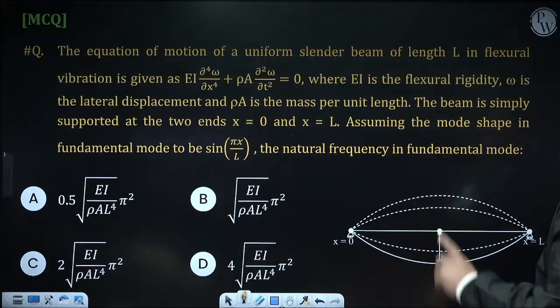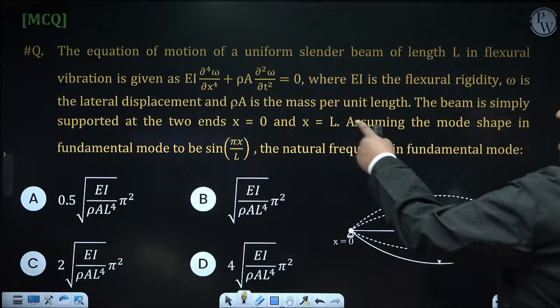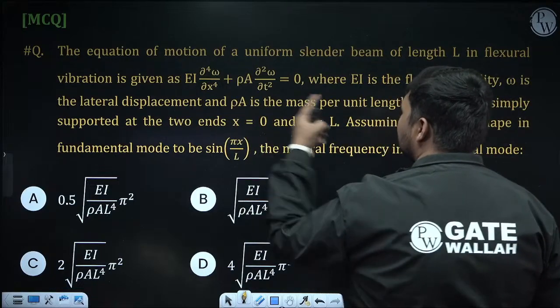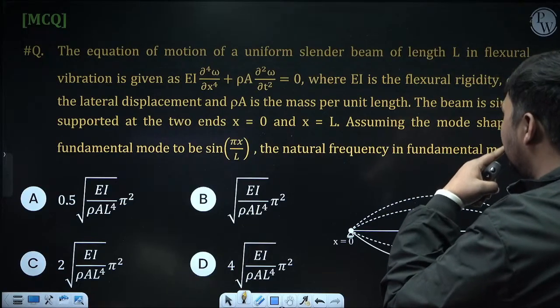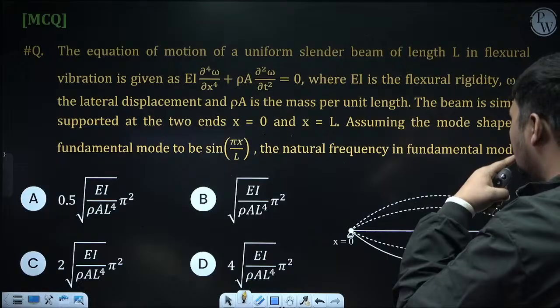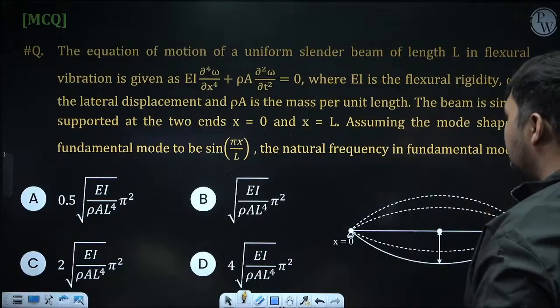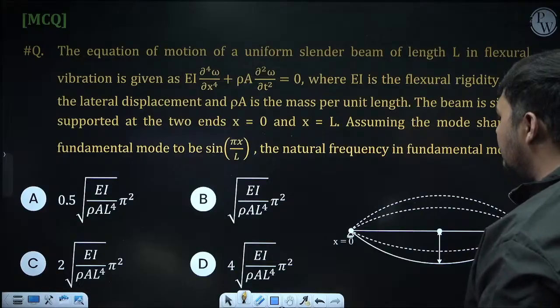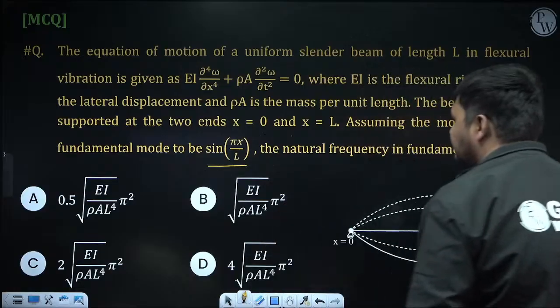The equation of vibration is given like this. Okay, rho A is mass per unit length, which I was denoting as m, na. EI is flexural rigidity. The beam is simply supported at the ends. And here the frequency of fundamental mode is given like this.